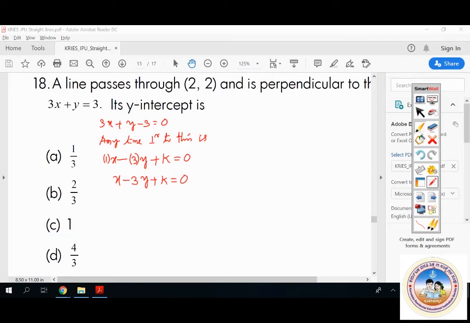Now what does it say? This line is passing through (2, 2). Understood? So it is given that this line is passing through the point (2, 2).